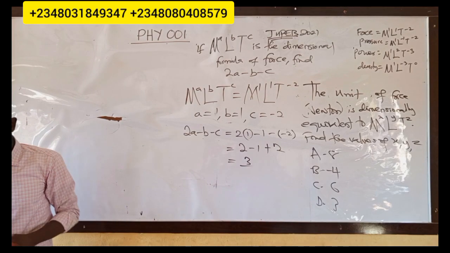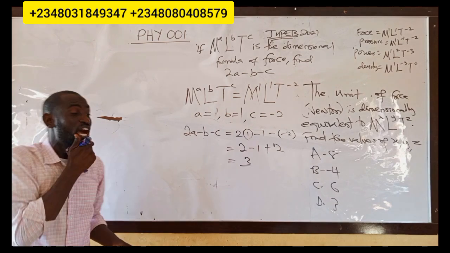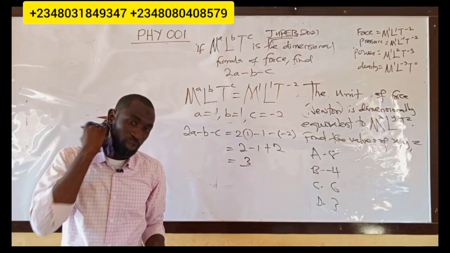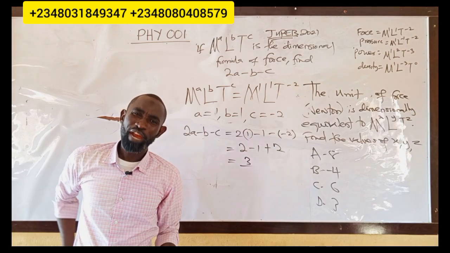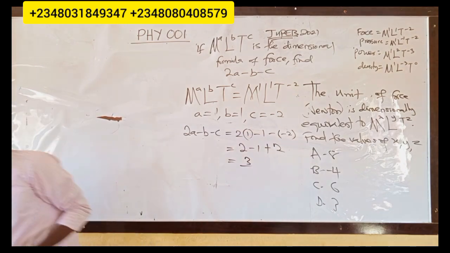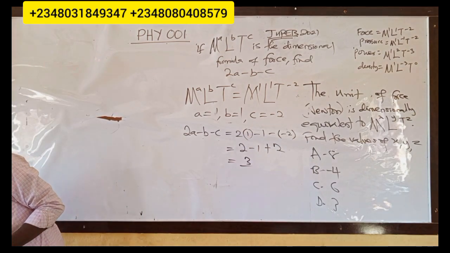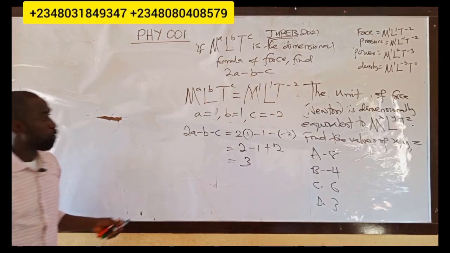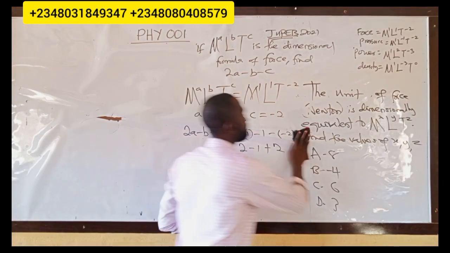So that's that. Let us see how to use dimension to know whether a physical equation is correct or not. That question was a JUPEB question, theory 2019. I'll read the question out and you see what is happening. 2019 JUPEB question.